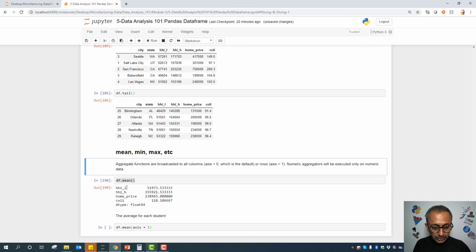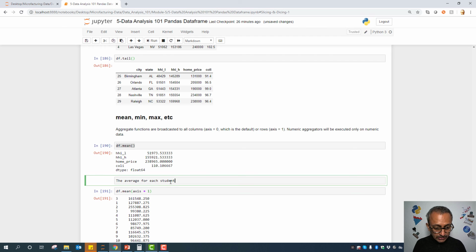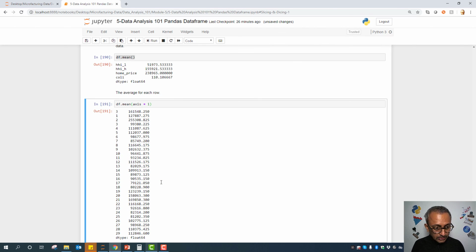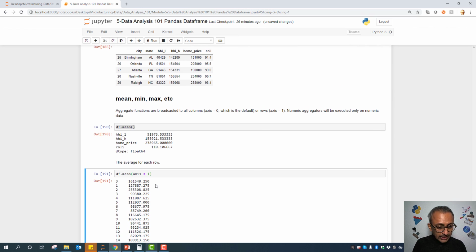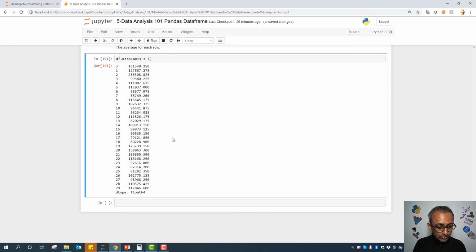Okay, so it's going to take the mean of all the columns which have numeric values. So mean of this, mean of this, mean of this, mean of this. Okay, you get that. But if you say axis equals 1, okay, oops, this is by each row. Okay, so if you take axis equals 1, it's going to give you by rows.